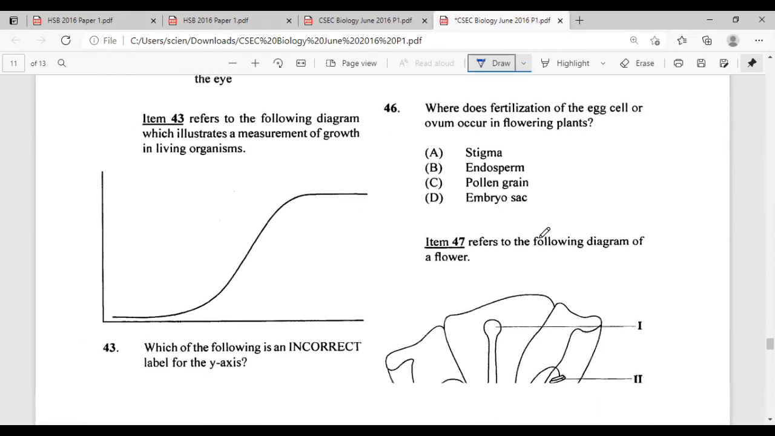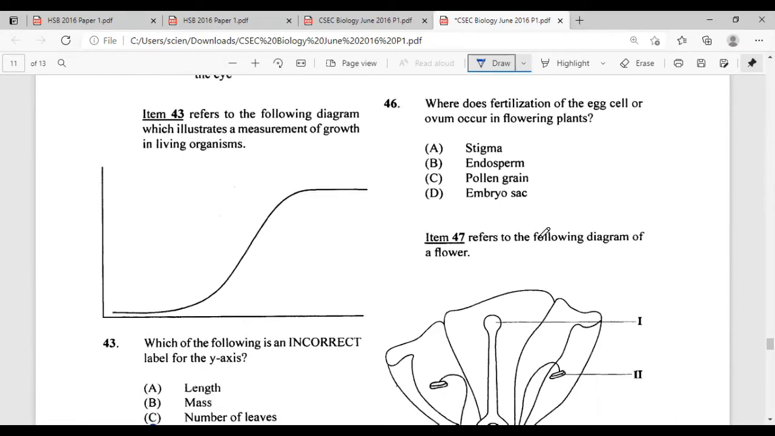46. Where does fertilization of an egg cell or ovum occur in the flowering plant? So we have A, stigma, B, endosperm, C, pollen grain, D, embryo sac. So the answer has to be the embryo sac.